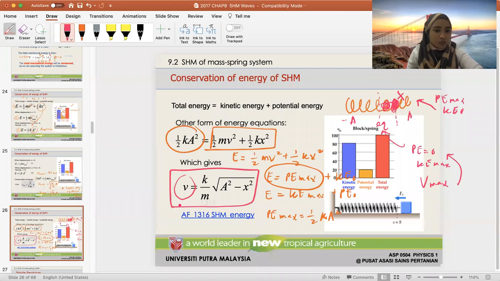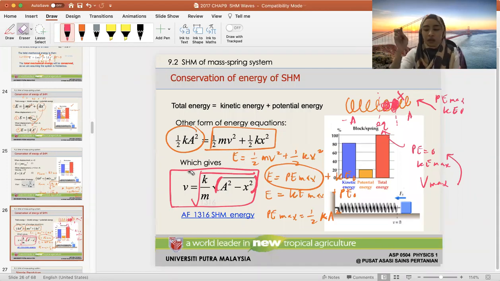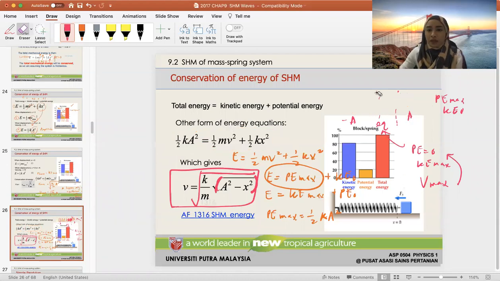This is when I use v equals root of K over M times A squared minus, no, this is wrong. In the book it is like this. This is the equation that you use when your spring stops at random points and you want to know what the velocity is there. We captured a picture at that particular point, so what is the velocity? This is the equation that you should use. Do you understand? Is that okay?